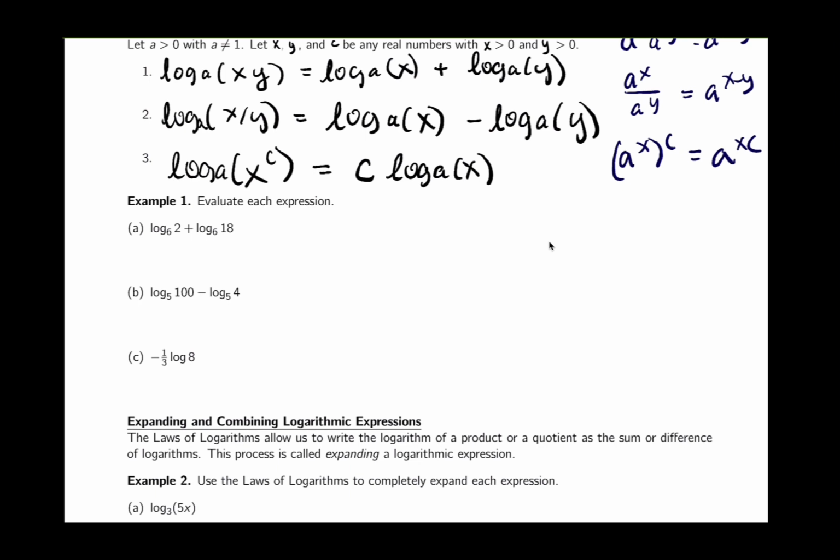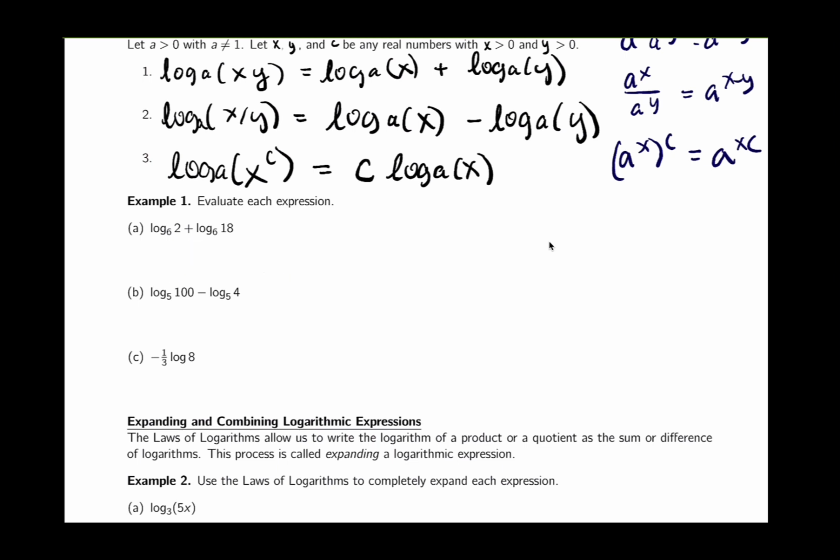Each of these individually, I cannot really simplify and get to a nice rational number. Log base 6 of 2 does not simplify nicely because I can't raise 6 to some sort of power and get 2. There's not an integer or rational number that will do that. Similarly, I can't raise 6 to some sort of power and get 18. I can multiply it by a number and get 18, but I can't raise it to a rational power to get 18.